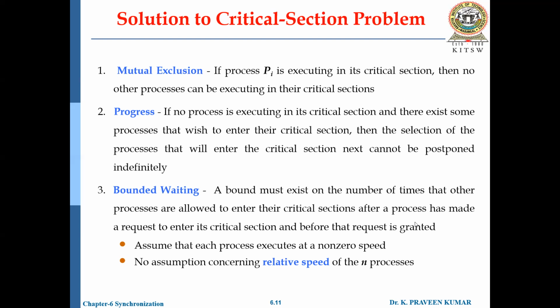The last one is bounded waiting. There must exist a bound on the number of times that other processes are allowed to enter their critical sections after a process has made a request to enter its critical section and before that request is granted. That is bounded waiting. It assumes that each process executes at a nonzero speed, with no assumption concerning the relative speed of the n processes. So these are the solutions to the critical section problem. In the next video, we will discuss Peterson's solution. Thank you.